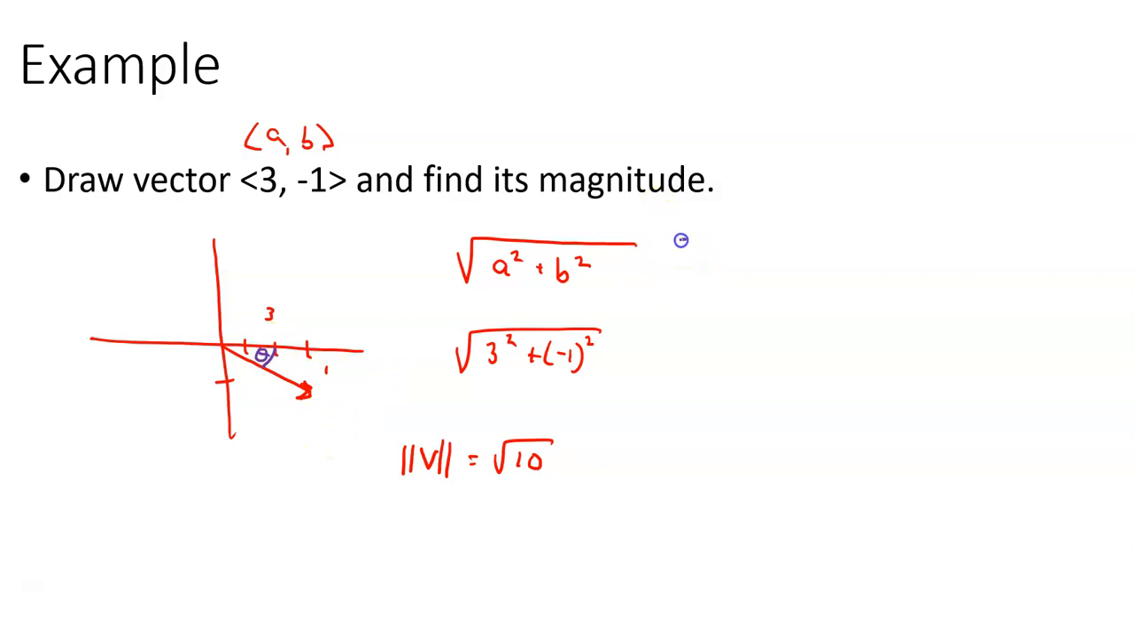And so if I want the measure of that angle, I can get it using tangent, because that's my direction angle. That's 3, that's 1. That angle is the inverse tangent of opposite over adjacent, and then I would just throw it on my calculator and find out what that direction angle is.